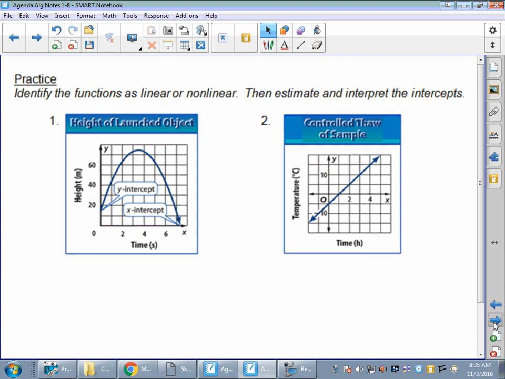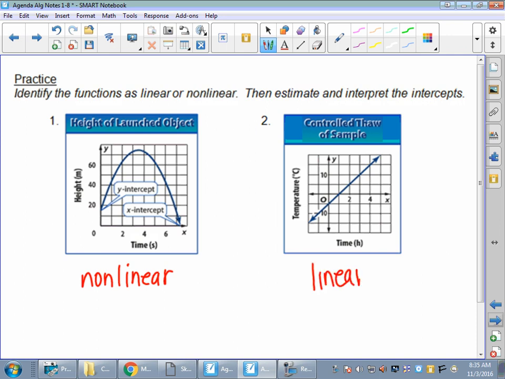So, number 1, linear or nonlinear. I think we all know that is nonlinear because it's not a line. Number 2, I think that we all know, right? This one is linear. Easy peasy. Estimate and interpret the intercepts. So this number 1 is nice and neat marked for you.